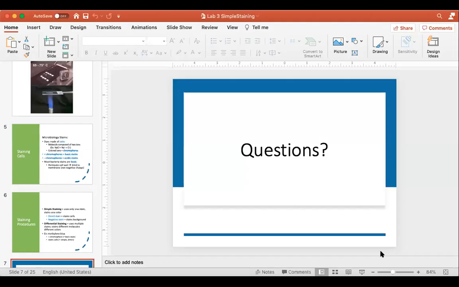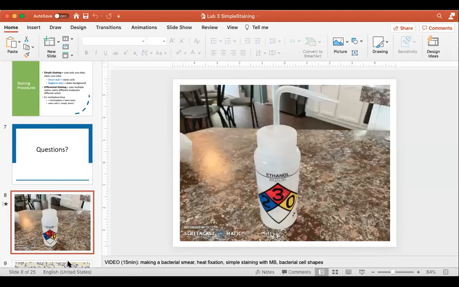Questions so far? All right, very good. So just some vocabulary for us around stains. We use them so commonly. It's important that we can communicate about them with each other and know these terms.